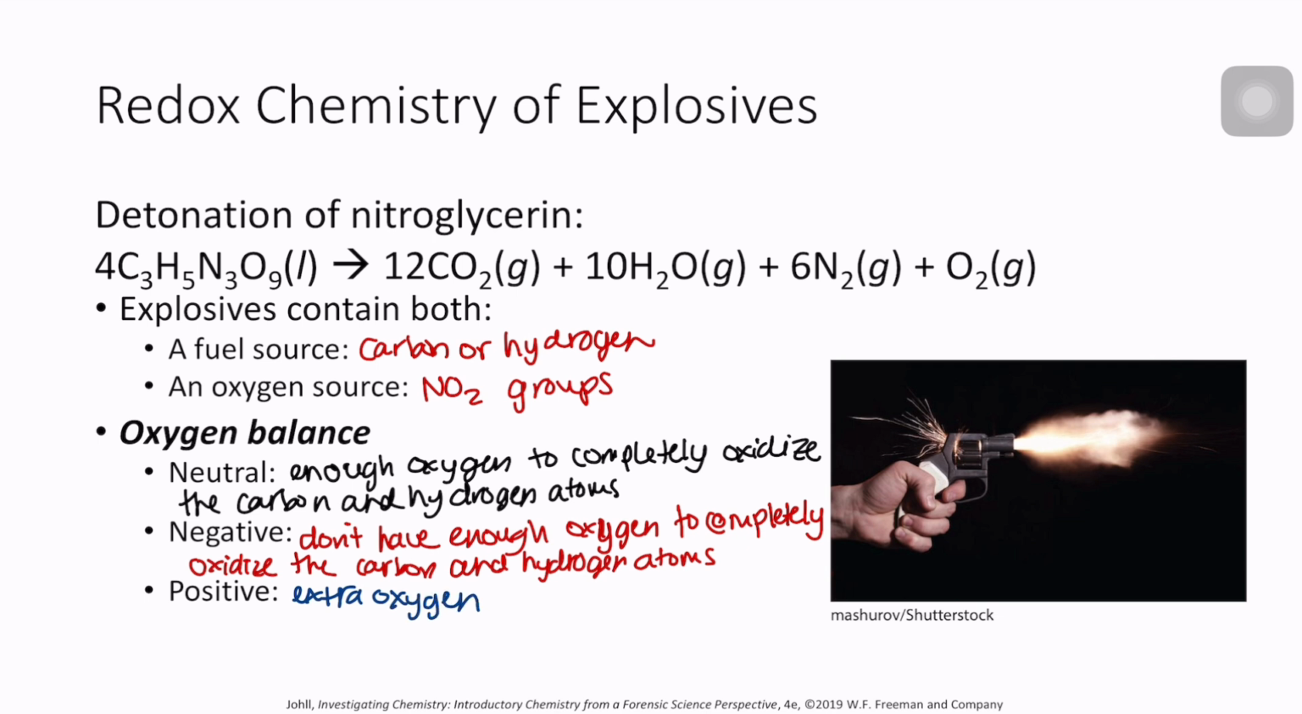So another way to think about this is in a neutral oxygen balance, you don't have a limiting reactant. You have the perfect amount of oxygen to the perfect amount of carbon and hydrogen. In the negative balance, then the oxygen would be the limiting reactant, if you will. In a positive balance, then the other thing would be the limiting reactant. You have a surplus of oxygen.